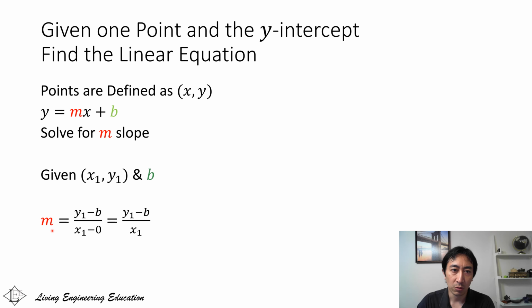So if I write the slope equation, m as delta y, that's y1 minus b, right? The y value of point 1 minus the y value of the y-intercept, divided by delta x, x1 minus 0, that's the x value of point 1, and 0 is the x value of the y-intercept. We get the slope equation as just y1 minus b over x1.